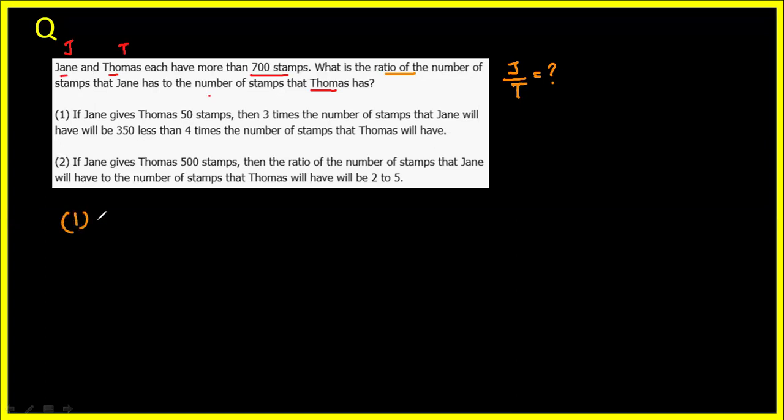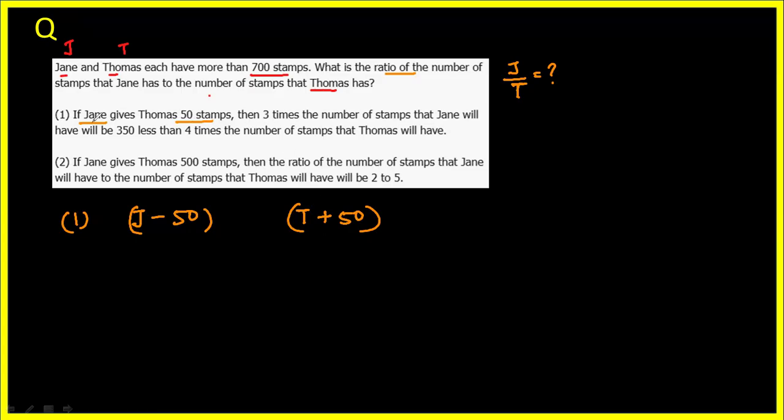Now, the first statement says that if Jane gives Thomas 50 stamps, so if Jane has J stamps and gives 50 stamps, then J minus 50 will be the number of stamps Jane has, and Thomas will now have T plus 50. So this will be the number of stamps with Jane and Thomas.